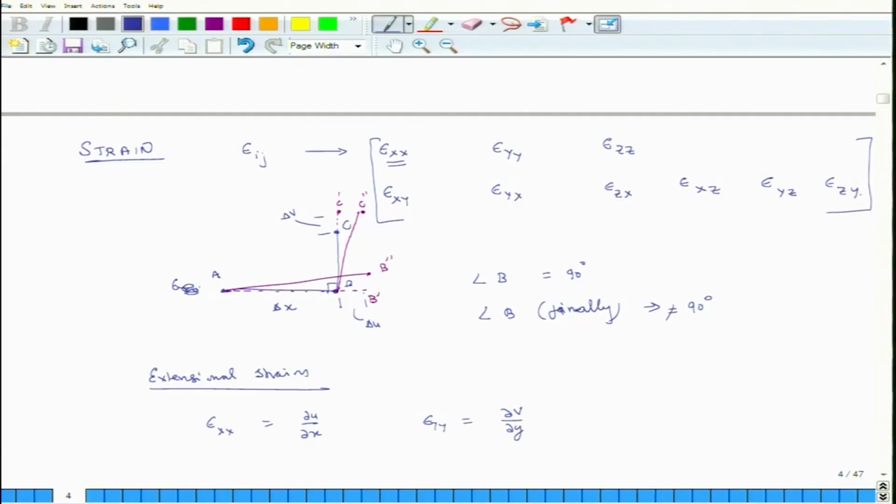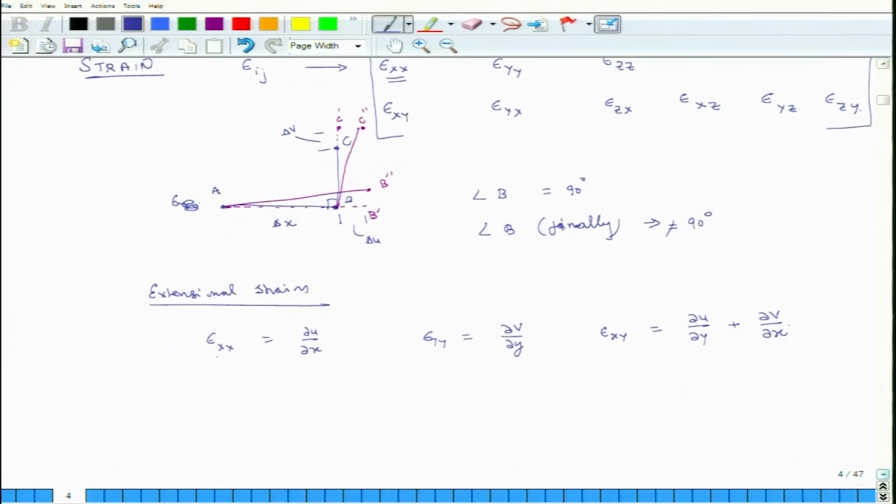And the change in angle away from 90 degrees, epsilon xy away from 90 degrees, if you analyze this picture carefully, will be nothing but del u over del y plus del v over del x. When you do the mathematics of this, so what do you see here?